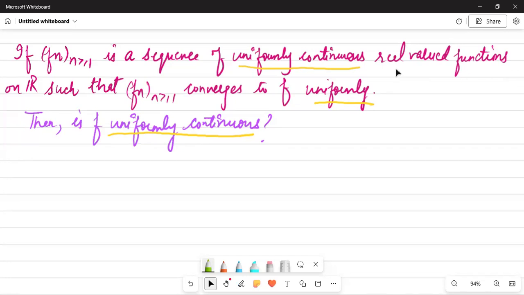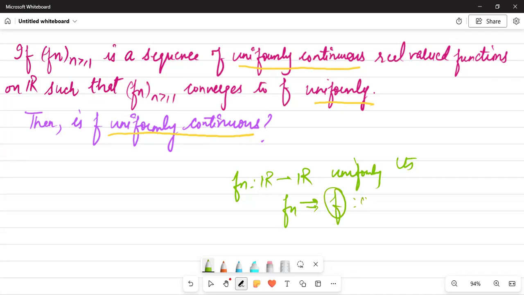In this video, we will be discussing a question of uniform convergence. This is the question that asks you whether uniform convergence preserves uniform continuity or not. The question says that if you have a sequence of functions fn from R to R which are uniformly continuous, and these fn's uniformly converge to a function f on R, is f also uniformly continuous or not?